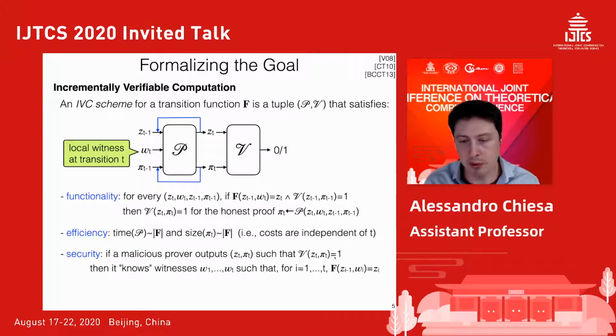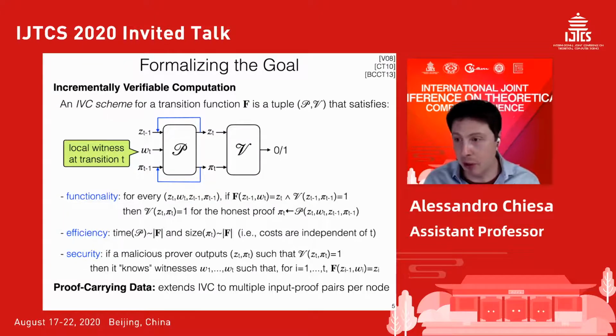Now, from a security standpoint, of course, we also want some security. And intuitively, what you want to achieve is that if somebody gives me a claimed output and a claimed proof, and the IVC verifier accepts, then we want a security guarantee that there are local witnesses in the past that at every time step produce Z1, Z2, Z3, Z4, all the way up to ZT correctly according to f. Okay? So this is the notion of incrementally verifiable computation.